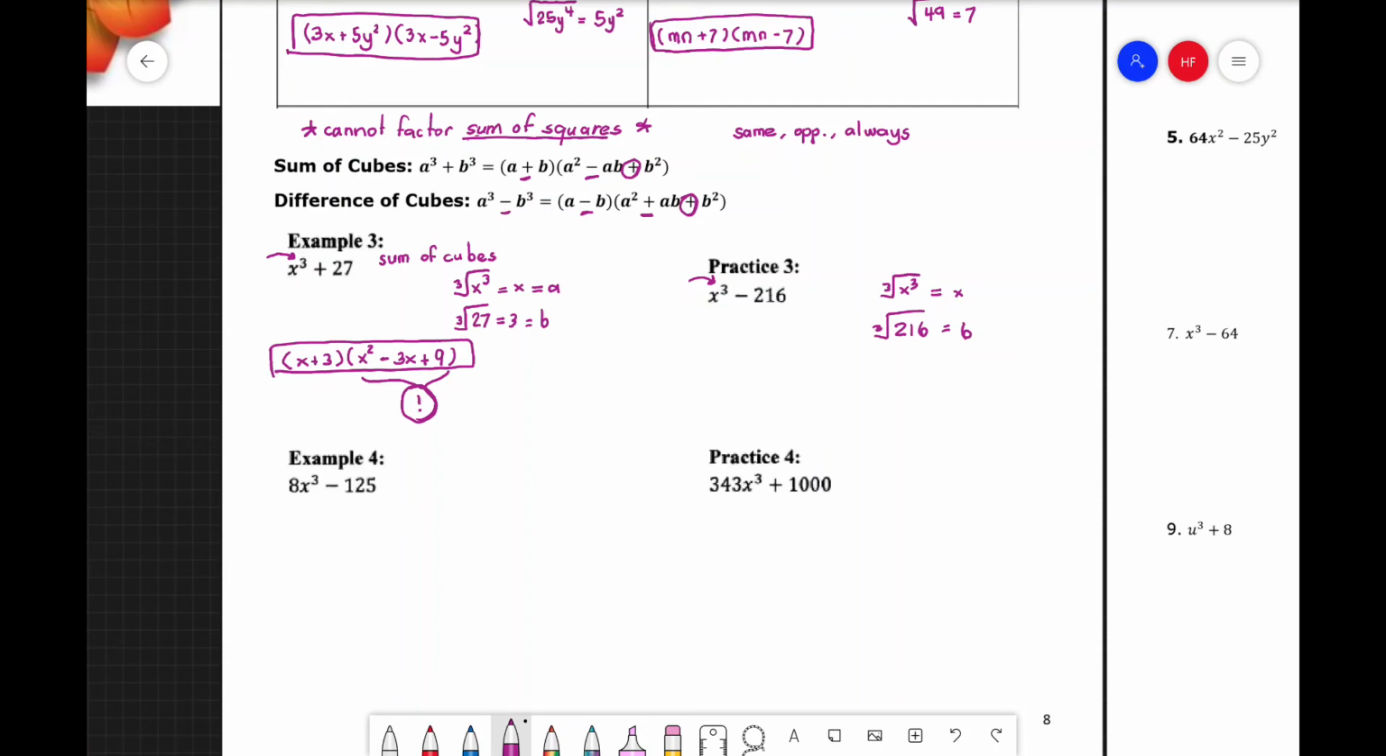So we found our a and our b. This is a minus, so be careful. We're going to take the same sign. So x minus 6, square the first term, squish them together with the opposite sign, so plus 6x, always plus, square the last term, 36.